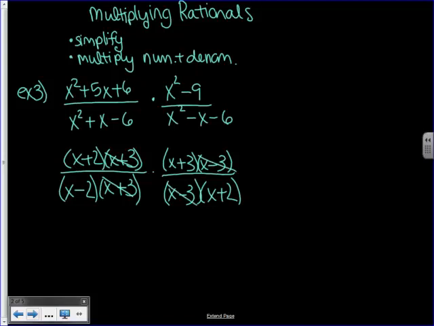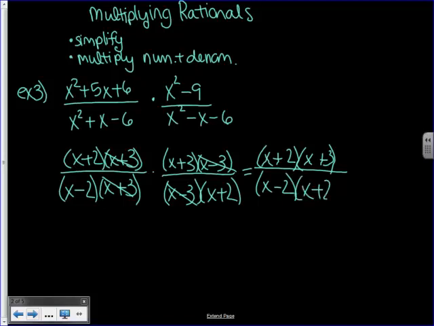Now let's multiply across the top. So x plus 2, x plus 3. I'm multiplying just my numerators and my denominators. X minus 2, stick a fraction bar in there, and x plus 2. Again, what cancels? My x plus 2 and my x plus 2. I am left with x plus 3 over x minus 2.